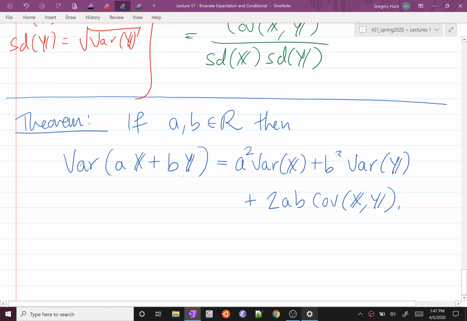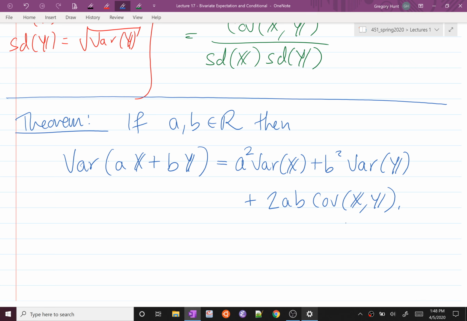And so we can talk about the variance of ax plus by. Ax plus by is a univariate random variable, and so it has a variance. And its variance is given by this formula that is related to the variance of x, the variance of y, and now the covariance. So this is where covariance can start to enter the picture.